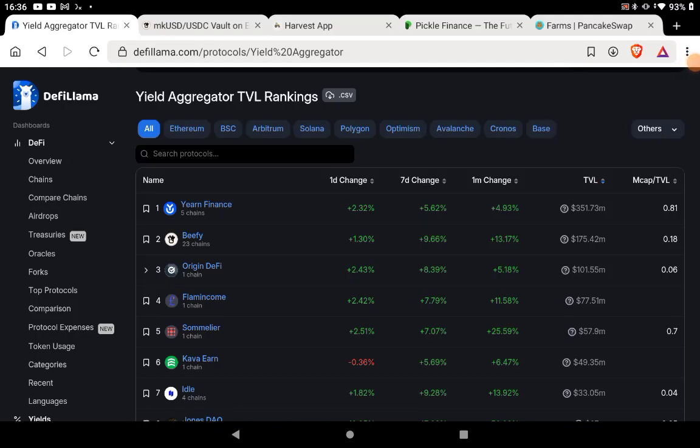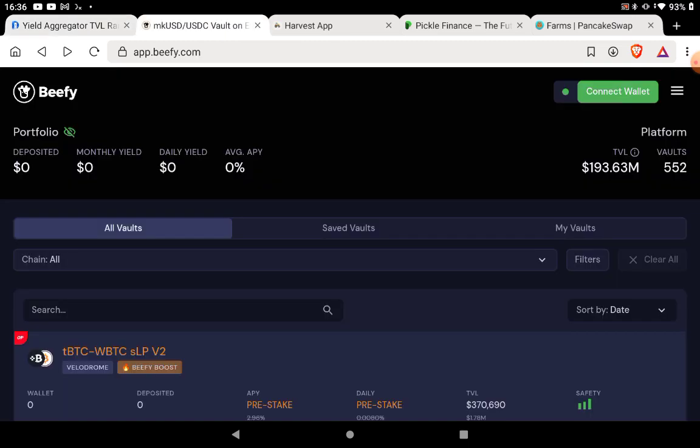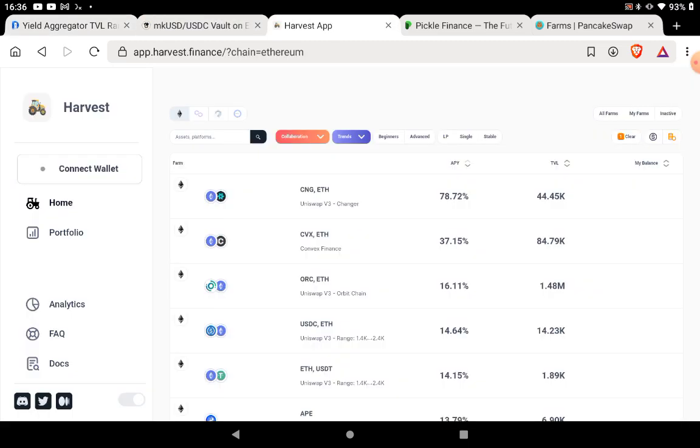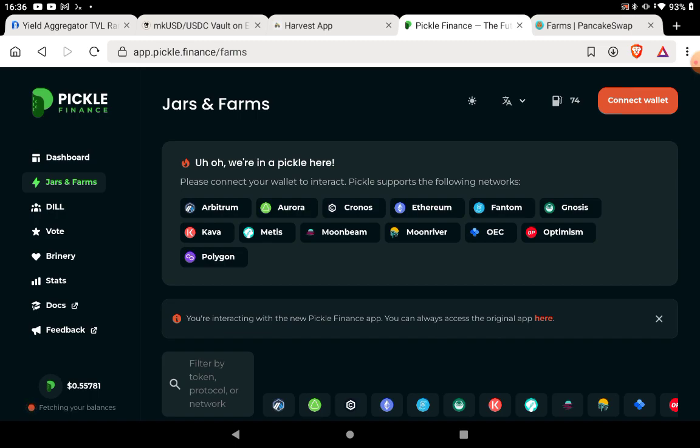In this video, we will be talking about yield aggregators. What are they? How do they relate to yield farming, and how can you benefit from using them? Pros and cons. We'll also be taking a look at some of the most popular yield farming protocols. For example, Beefy, Harvest Finance, Pickle Finance, and there's a ton of others.